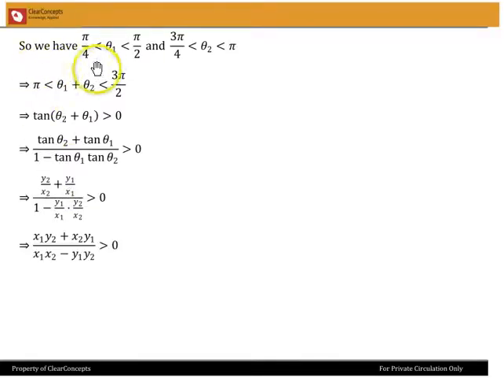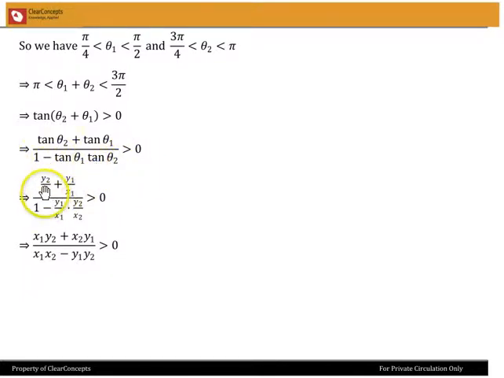So now these are the two things that we have. θ1 lies between π/4 and π/2. θ2 lies between 3π/4 and π. Adding them, we can see that θ1 + θ2 lies between π and 3π/2. In other words, θ1 + θ2 is a third quadrant angle. So now tan(θ2 + θ1) is simply (tan θ2 + tan θ1) divided by (1 − tan θ1 tan θ2). Since this is a third quadrant angle, this is greater than 0.